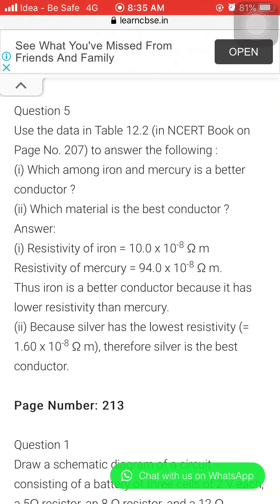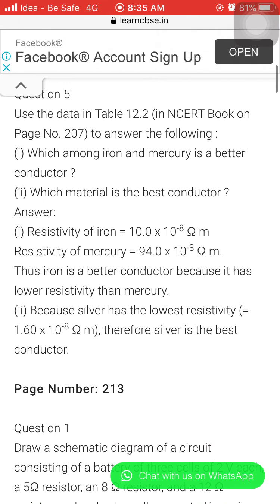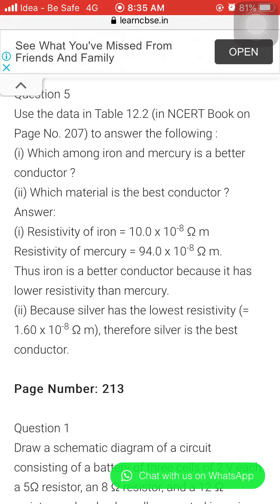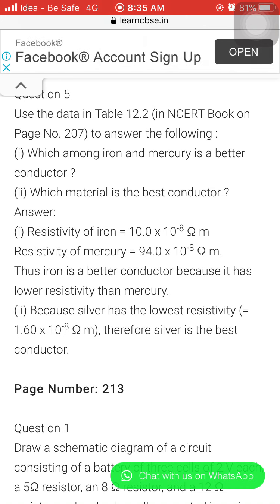Next, second one: which material is the best conductor? Among all the materials given in table 12.2, we find silver has the lowest resistivity. The lowest resistivity is that of silver, that is 1.60 into 10 to the power minus 8 ohm meter. So silver is the best conductor.